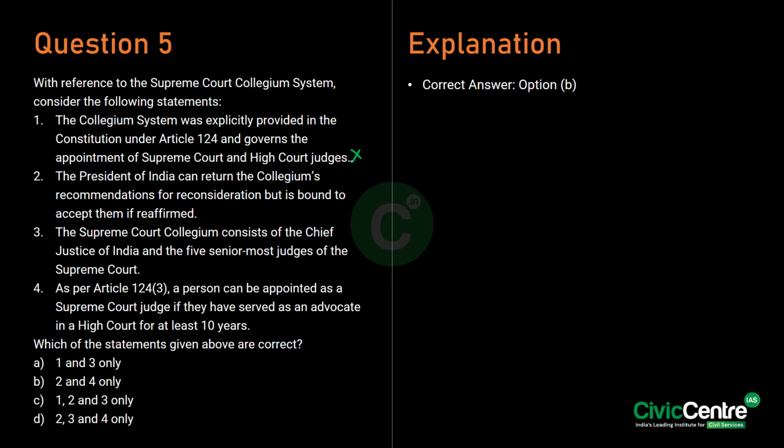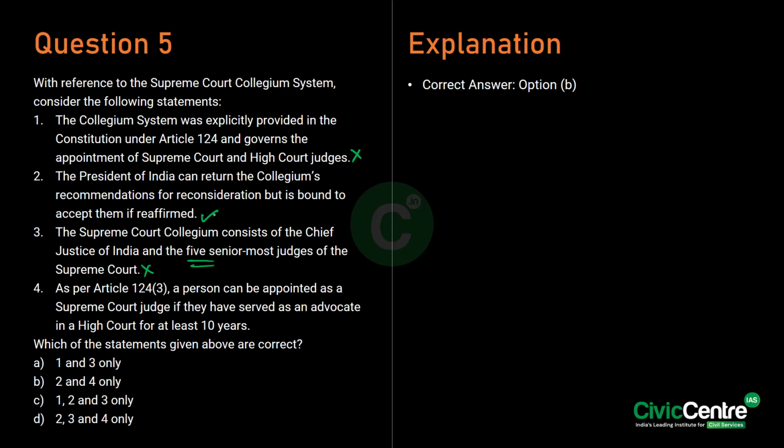Okay? So the Supreme Court Collegium, headed by the Chief Justice of India, consists of four senior-most judges and recommends judicial appointments to the President of India, which makes the third statement wrong because it says 5, but there are only 4. Okay? Now, the President can return a recommendation once, but if reaffirmed, it must be accepted, which makes the second statement correct, right?